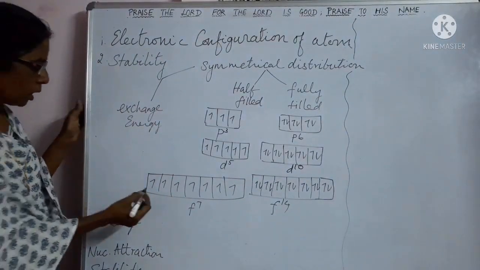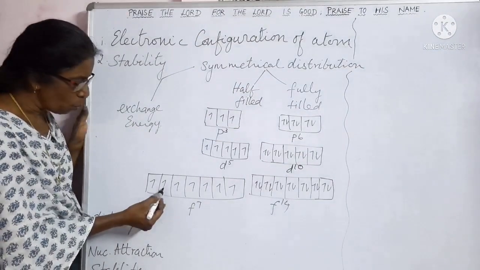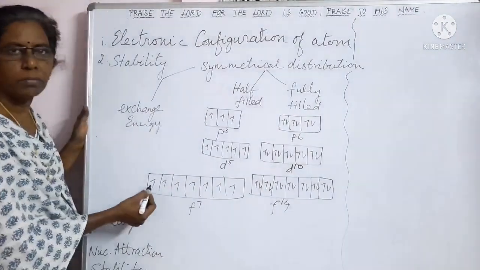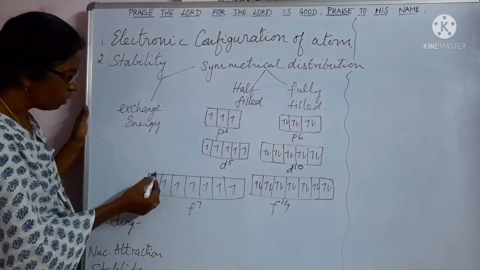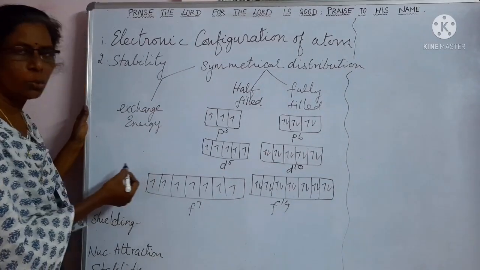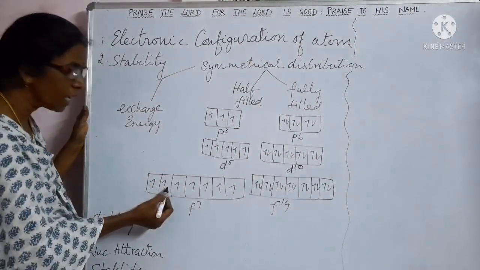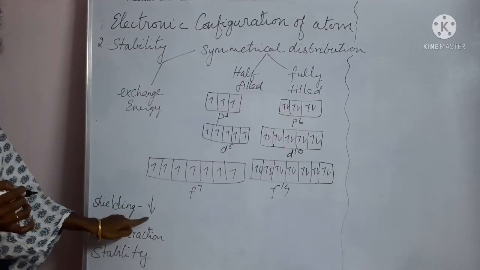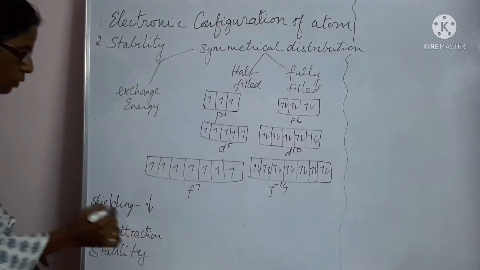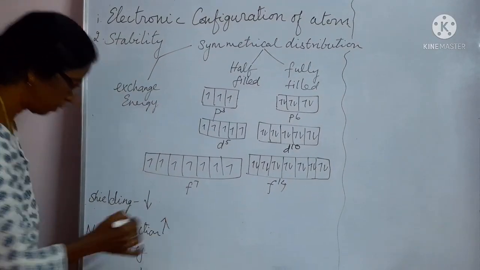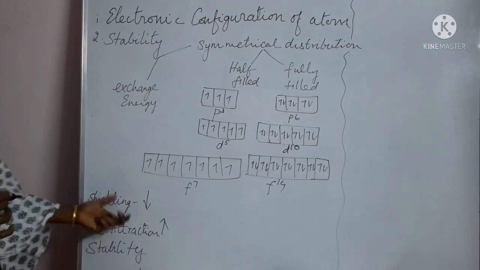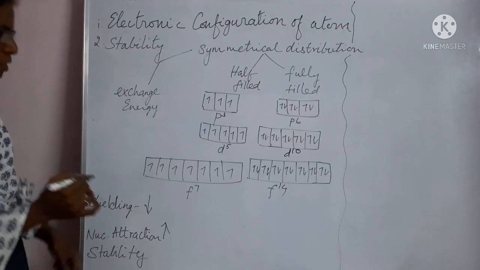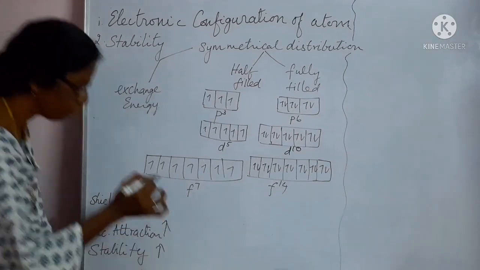Spin of the electrons will be same in the half filled as well as in the fully filled. Here the shielding effect of one electron on the other will not shield this electron from the nucleus. So shielding effect will be very, very small, so nuclear attraction will be more. So only symmetrical distribution is increasing the stability.